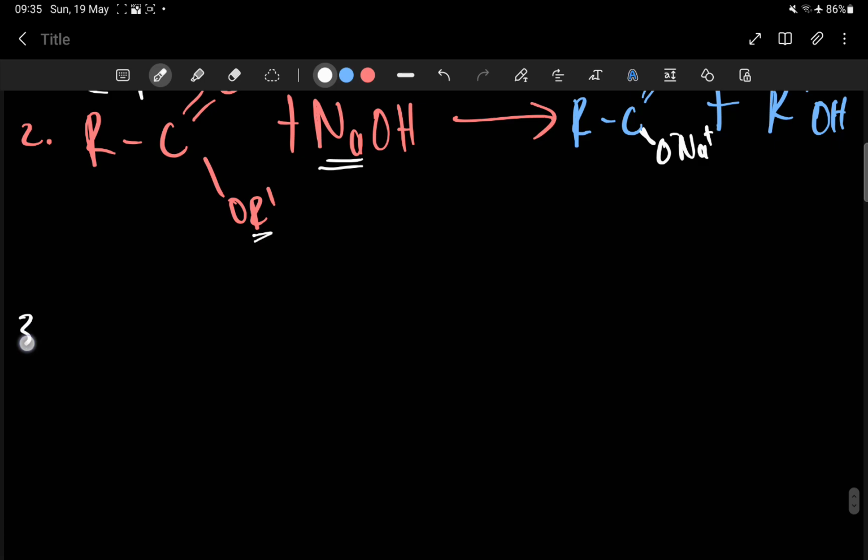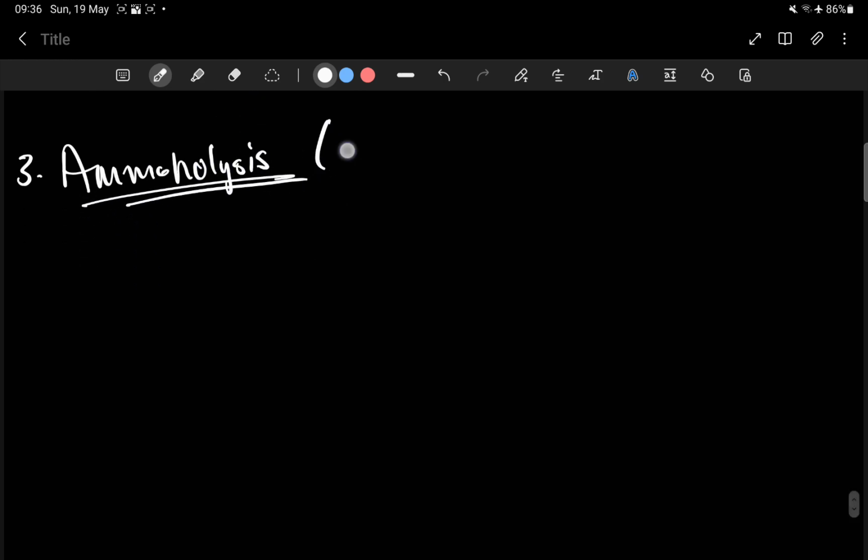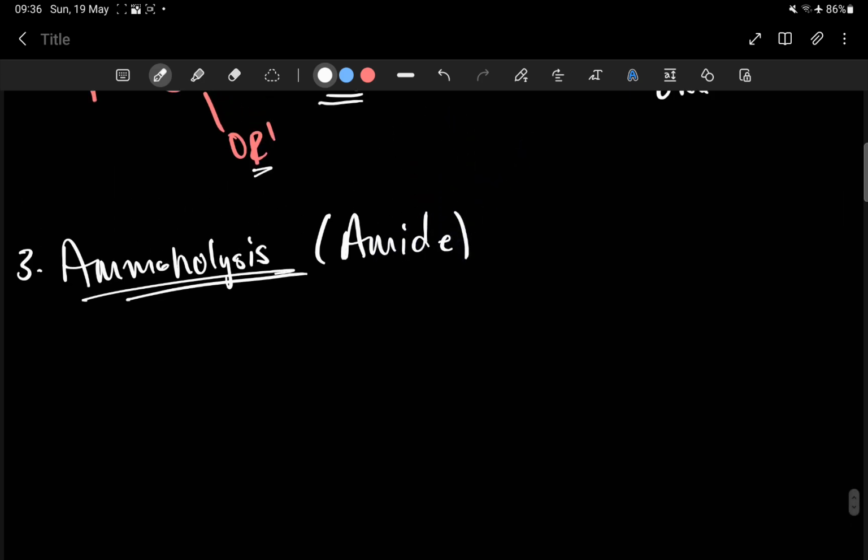Now, on 3 and 4, look at what happens. On 3, they call it ammonolysis. It is just where we are now making an amide. Okay, we are now making an amide, and we know what an amide is from our functional group video. Remember, you have a nitrogen, but then you're going to have a carbon. It's a carbon with a double bond O, then bonded to a nitrogen, which then does whatever it wants. Could be hydrogens or whatever, but there's a double bond O and there's a nitrogen. So that's an amide.